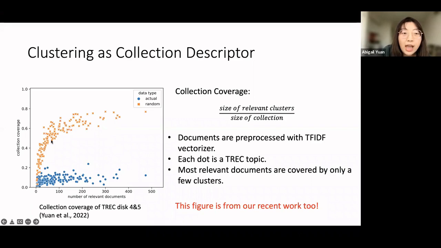In this figure, every dot is a TREC topic, and we collected the relevant documents for each of the topics. Some topics have many relevant documents, but some of them have only a few. The blue dots are from an actual k-means run, and the orange crosses are from a random partitioning. Randomly, when we have more documents, because the partitions are random, these documents will lie in each partition equally. But in fact, the actual k-means clustering generates something much more meaningful, because no matter how many relevant documents we have, we can almost find all of them within 20% of the collection.